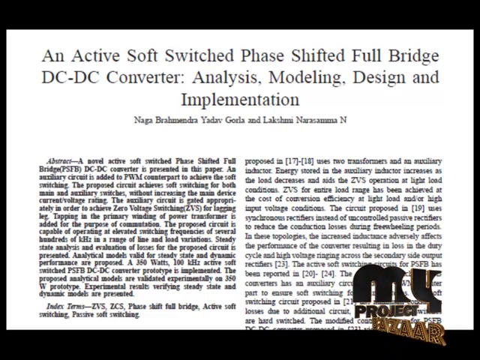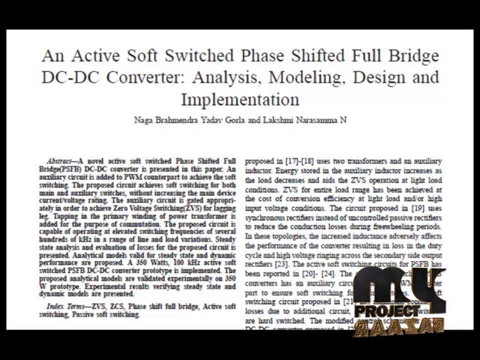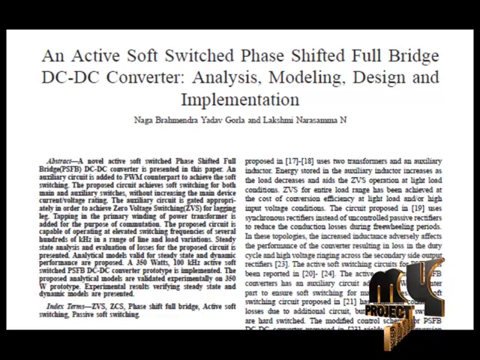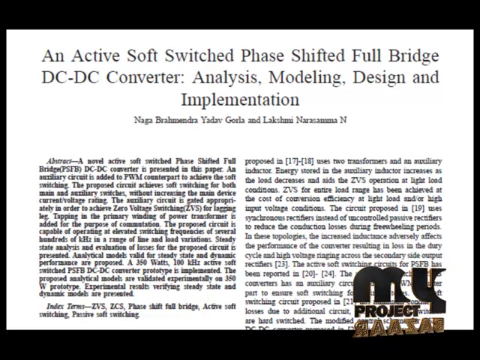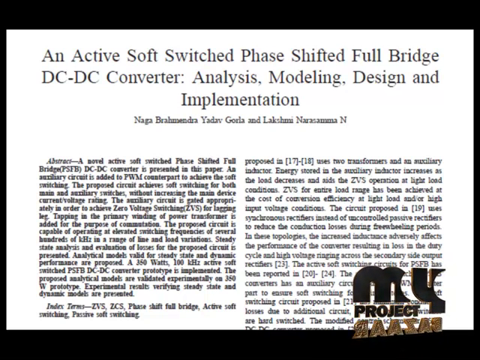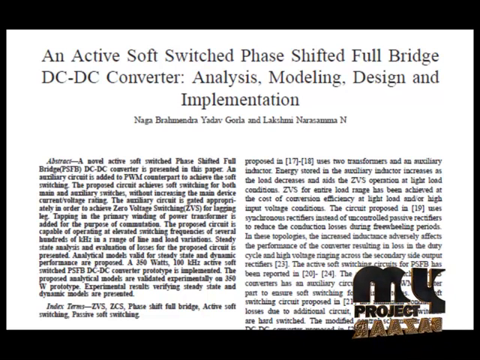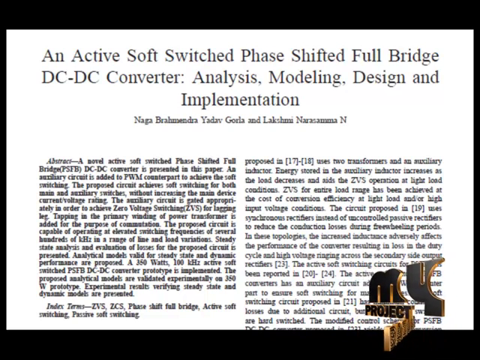Here we discuss an active soft switch phase shifter full bridge DC to DC converter: analyzing, modeling, design and implementation. Full bridge DC to DC converters are a conventional choice for medium and high power applications. Isolation transformers provide high voltage gains apart from providing isolation. Switching at high frequency provides better power densities, but overall system efficiency reduces because of increasing switching losses.